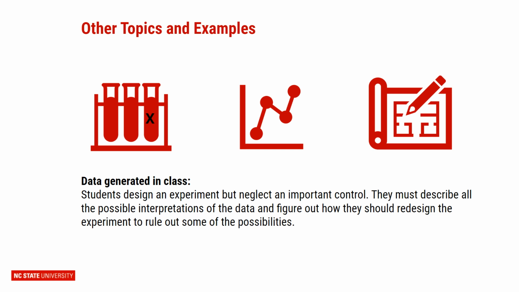If you are teaching a research-based or experimental course in any discipline, you can use examples of experiments to help students develop these skills. For example, students design an experiment but neglect an important control. They must describe all of the possible interpretations of the data and figure out how they should redesign the experiment to rule out some of the possibilities.